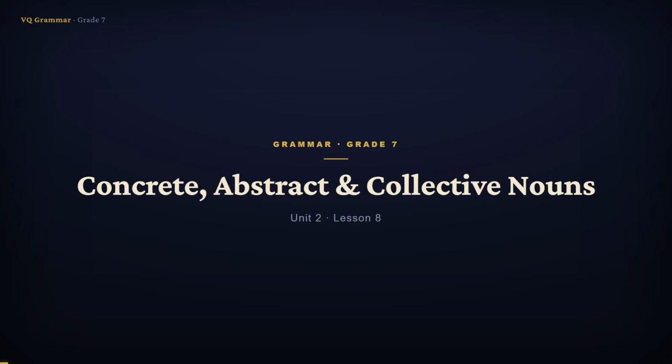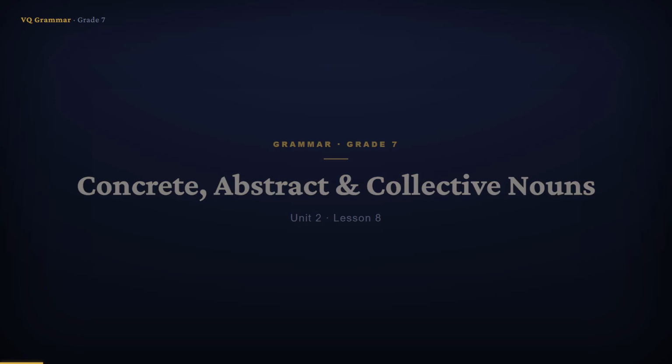You already know that a noun names a person, place, thing, or idea. Today, we're going to sort nouns into 3 useful families. Some nouns you can see, hear, or touch. Some name ideas you can only think about. And some scoop up a whole group and give it a single name. By the end, you'll be able to spot all 3 with confidence.